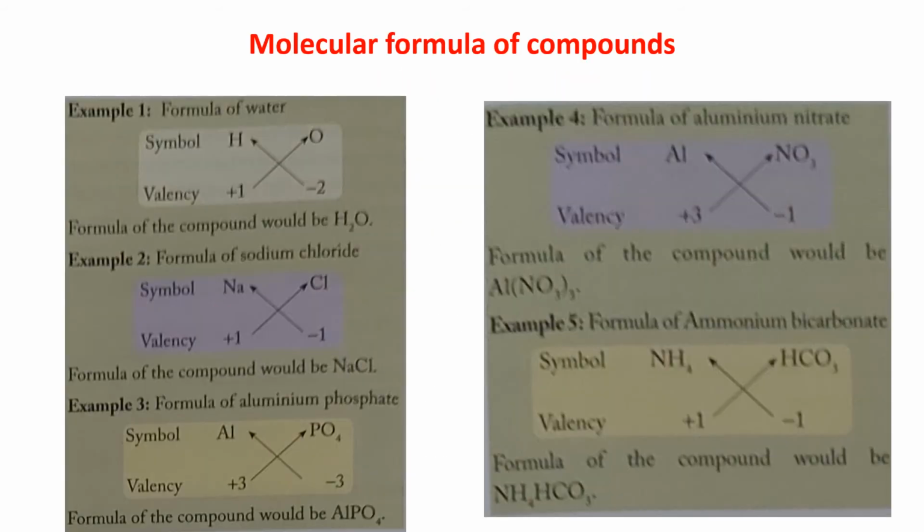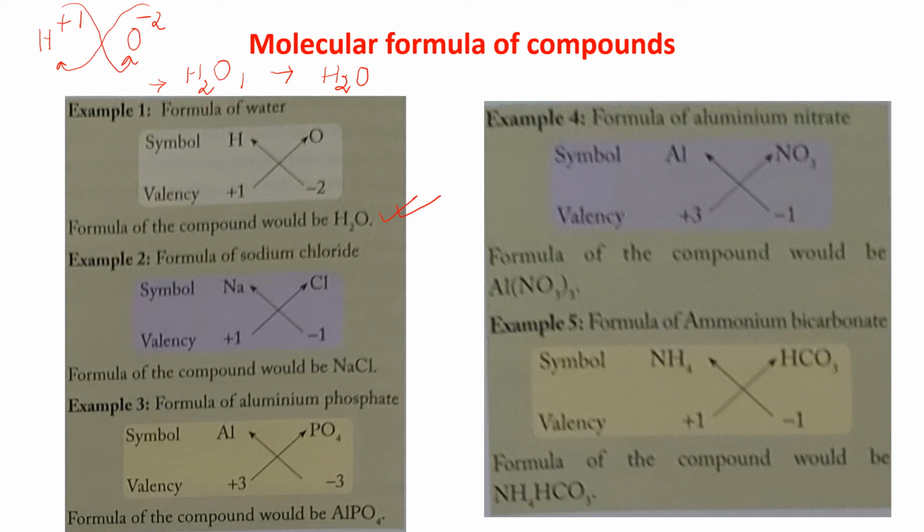How to write the molecular formula of a compound? Just see here the formula of water. The symbol of hydrogen is H with the valency +1 and symbol of oxygen is O with the valency -2. Then the valencies will be interchanged. This is known as the crisscross method. So what we are getting, with hydrogen, this 2 is coming and with oxygen 1 is coming. As you know that 1 we are not writing. So the formula of water is H2O.